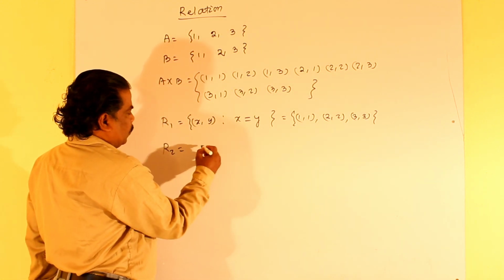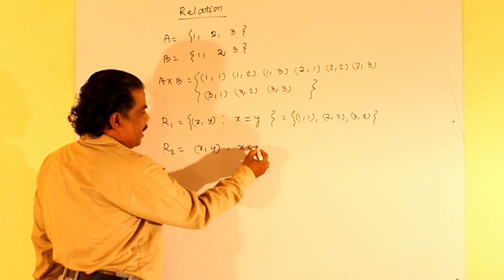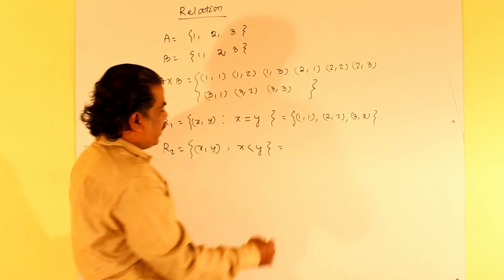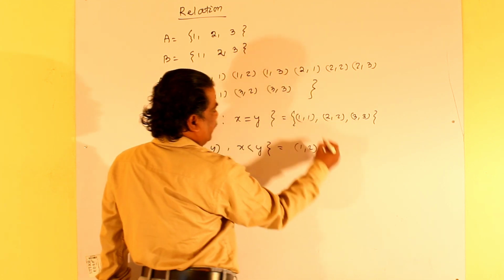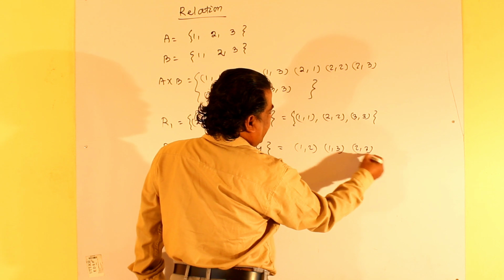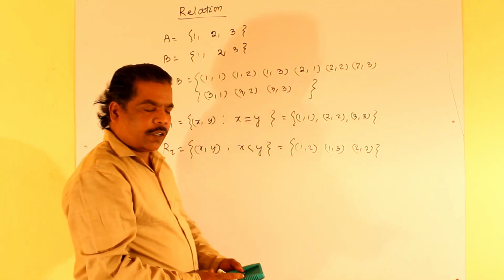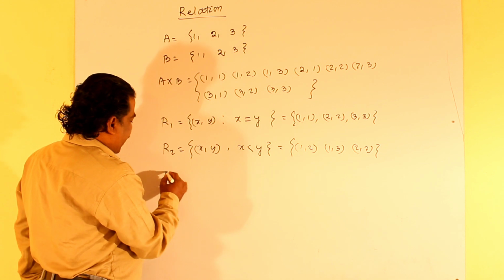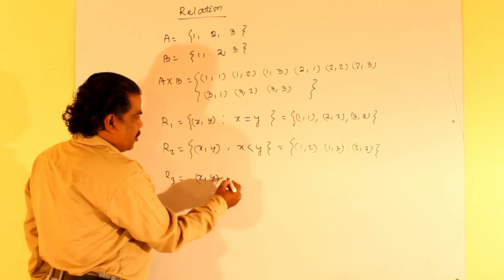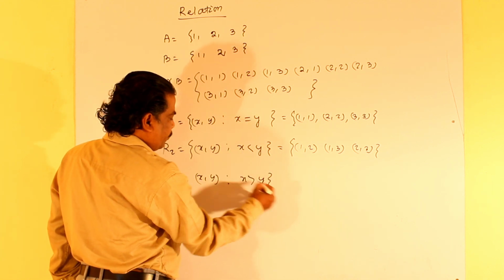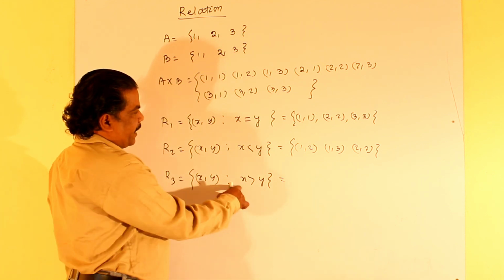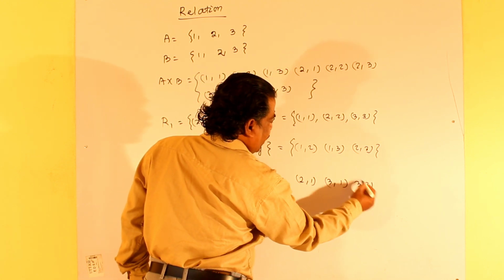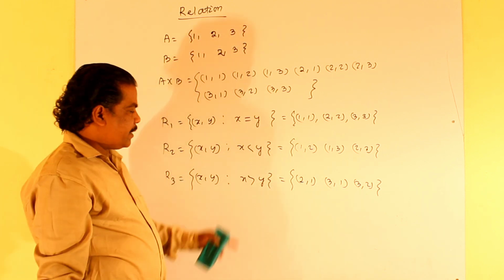Now in relation R2, suppose x is less than y. This condition is satisfied from A cross B by (1,2), (1,3) and (2,3); here 1 is less than 2. These pairs satisfy the relation x less than y. Other pairs do not satisfy x less than y. Now we take another example, R3, such that x is greater than y. Here the pairs are (2,1), (3,1), (3,2). These pairs satisfy the relation x greater than y.